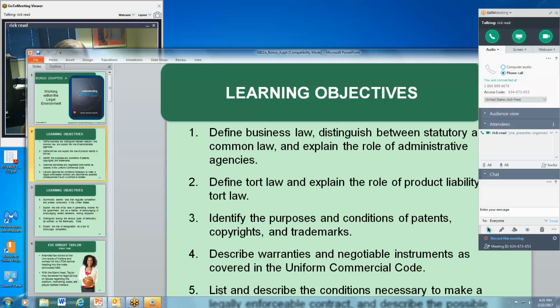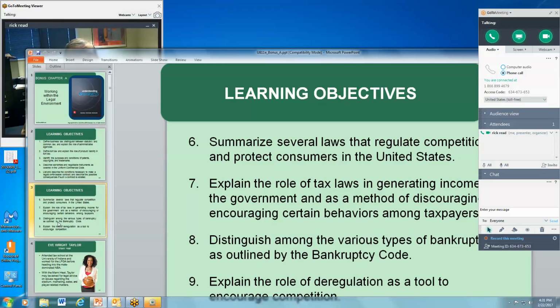List and describe the conditions necessary to make a legally enforceable contract, and describe the possible consequences if a contract is not lived up to. Summarize the several laws that regulate competition and protect consumers in the United States. Explain the role of tax laws in generating income. The government has a method of discouraging and encouraging behaviors among taxpayers. Distinguish among the various types of bankruptcy as outlined by the Bankruptcy Code. And finally, explain the role of deregulation as a tool to encourage competition.